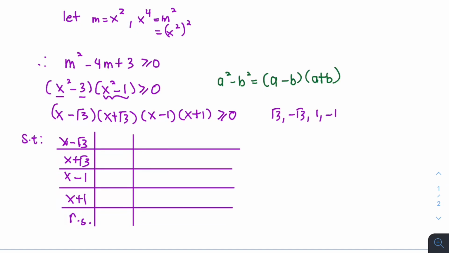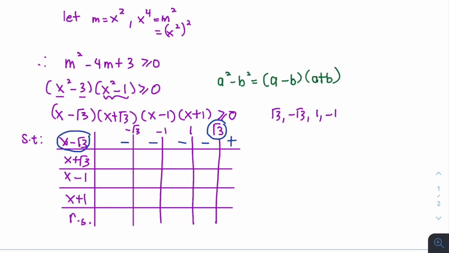Which one is the smallest? The smallest is negative square root 3, and then comes negative 1. So you draw your real number line increasingly: minus square root 3, minus 1, here is 1, here is square root 3. Now put the signs. For the factor x minus square root 3, the zero is square root 3, so after that you get plus, and the rest behind that you get minus. For the next factor, the zero is at negative square root 3, so to the right you get plus plus, then behind it negative.